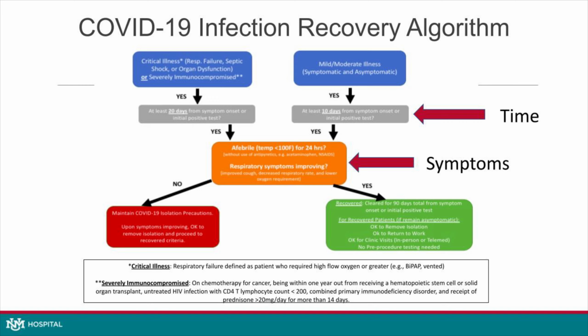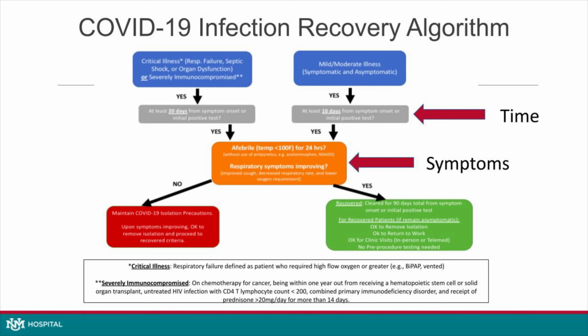And as you can tell, it involves both time and symptoms to judge when patients are safe to be removed from isolation. So again, for patients that are mildly or moderately ill, or even asymptomatic, it would be 10 days from symptom onset or from their initial positive test. At that time, you judge whether they're afebrile, and if their respiratory symptoms are improving. If the answer is yes, then they're considered recovered and no longer infectious. And so it's okay to remove patients from isolation at that time.